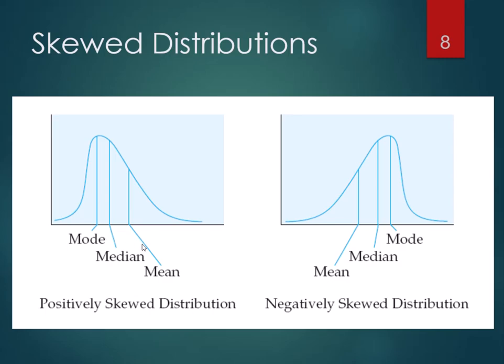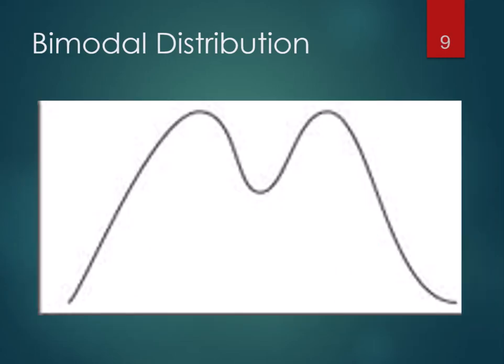Positively skewed distribution, notice the mean is more towards the positive end. If we were to think about this as positive and negative, the mean is pulled more to the positive of the mode, whereas with the negatively skewed, it is more pulled towards the negative side of the mode. Next we have a bimodal distribution, two modes.